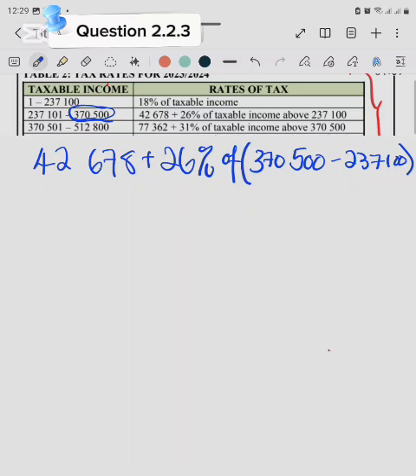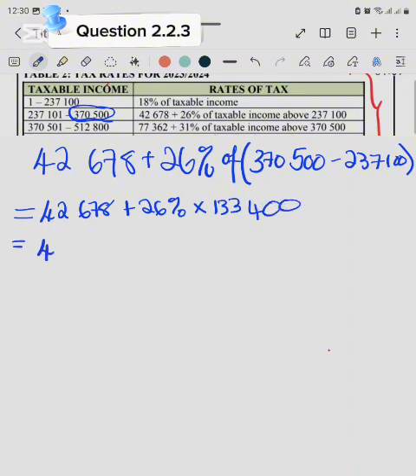tax? And then when you recalculate that out, you'll get to 42,678 plus 26% of 133,400, and you continue to calculate. That's 42,678 plus 33,046 rand, and then when you total that, you will get to your 77,365. And that is how all of these tax brackets work.